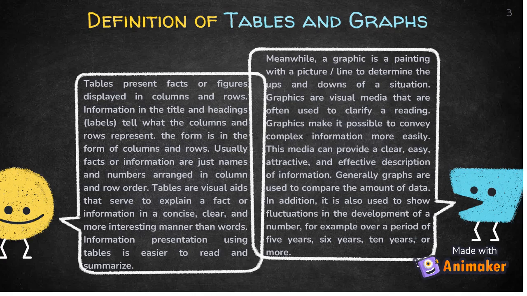Definition of tables and graphs. Tables present facts or features displayed in columns and rows. Information in the title and headings labels tells what the columns and rows represent. The form is in the form of columns and rows. Usually, facts or information are just names and numbers arranged in column and row order.